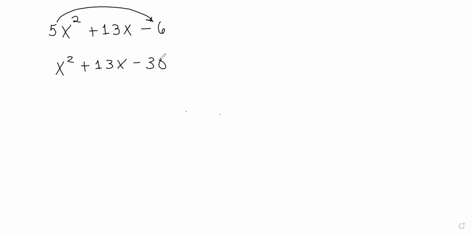So this looks like the starting point for our previous problems. Once my leading coefficient is 1, I would factor as I normally do. If my constant's negative, how do I get a negative number? I multiply a positive by a negative, or vice versa.